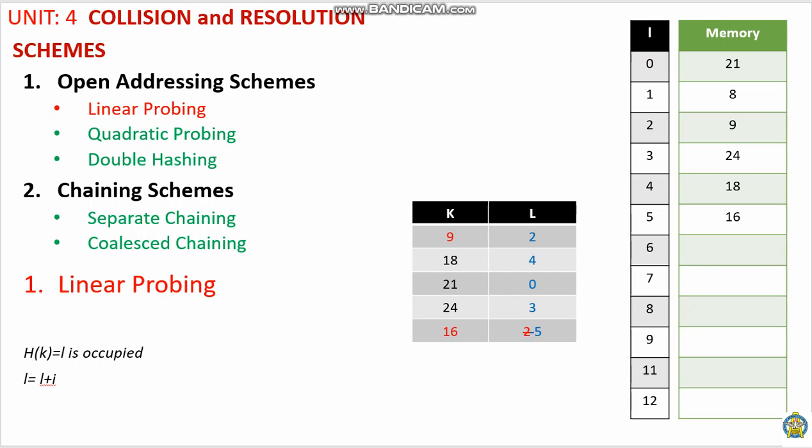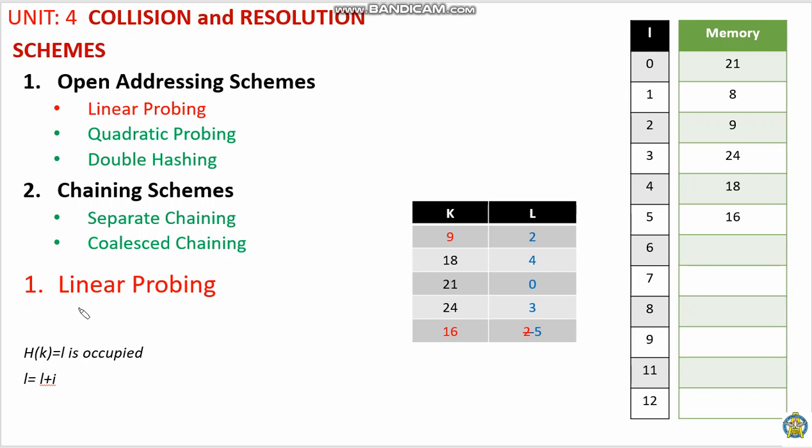Collision is almost impossible to avoid, but we can minimize it. So if there is a collision, what do we do? How do we resolve it? These are collision resolution schemes. Broadly, there are two classes of collision resolution scheme. One is called open addressing schemes. The other is called chaining schemes. We will see each individually. Under open addressing, we have linear, quadratic and double hashing, and under chaining, separate and coalesced chaining.